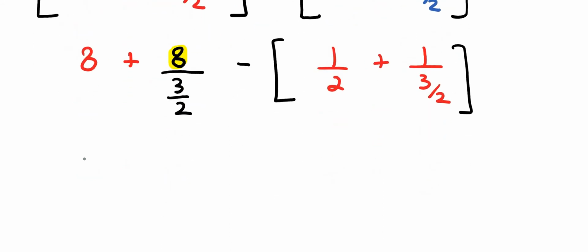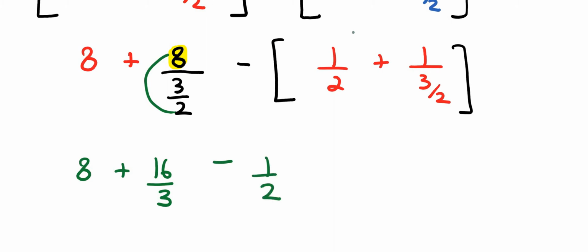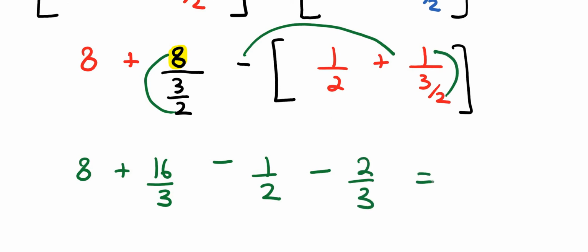Okay, just to finish this off now, that's going to be 8 plus, and then 2 times 8 is going to be 16. So 16 over 3 minus the 1/2, and then this minus sign distributes, so minus, and then the 2 times 1 is 2, so 2 over 3. And then if you add up all those numbers and subtract the numbers as well, you get 73 over 6 as a final answer there.